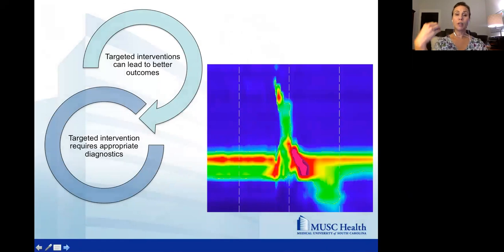So if we can do targeted interventions, this can lead us to having better outcomes. But these targeted interventions require the appropriate diagnostics, so we have to know what we're treating. So take this person, for example, on the right side of the screen. Here again, you see these high pressures and this high intrabolus pressure in what should be a low pressure zone, with limited opening of the upper esophageal sphincter.